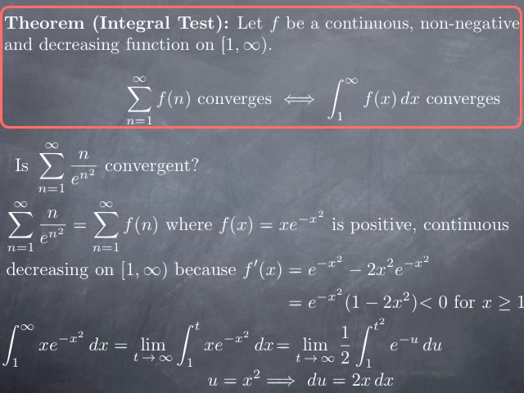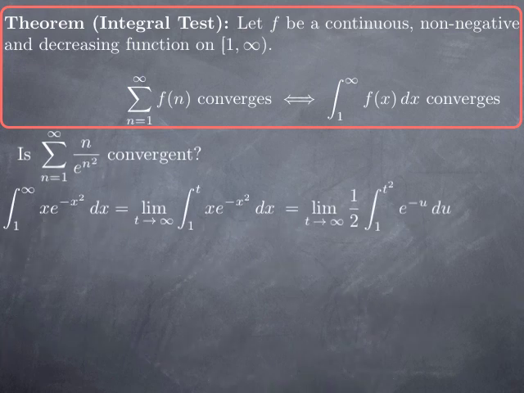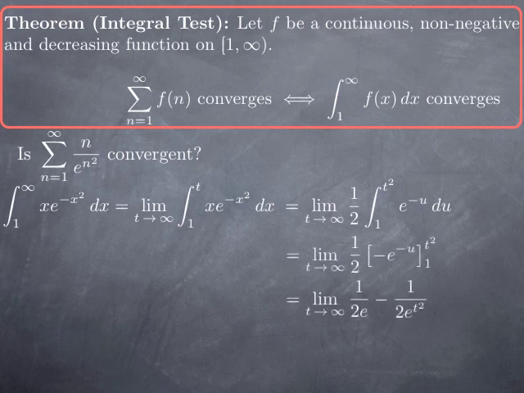The function e to the negative u is continuous on the interval from 1 to t squared, so we can use the fundamental theorem of calculus to calculate the integral. Namely, all we need is an antiderivative, which we can take to be negative e to the negative u, which we evaluate from 1 to t squared. What we obtain is the value at t squared, which is negative e to the negative t squared, which I can write as negative 1 over e to the t squared, and then the value at 1 is 1 over e.